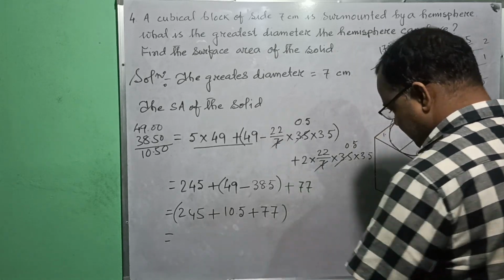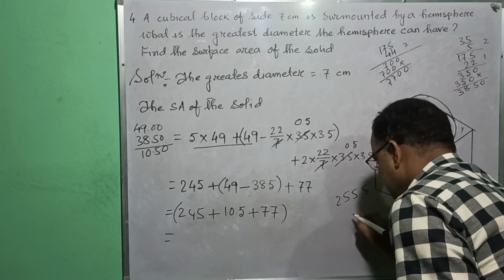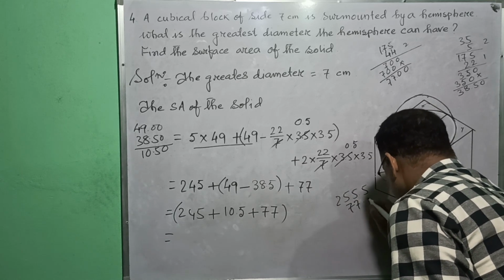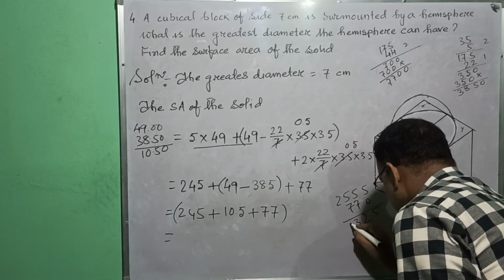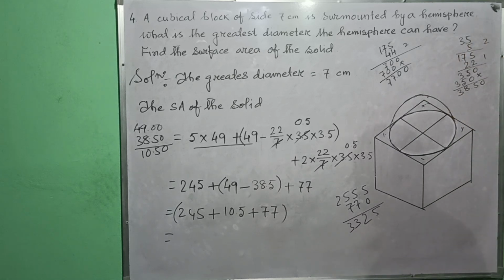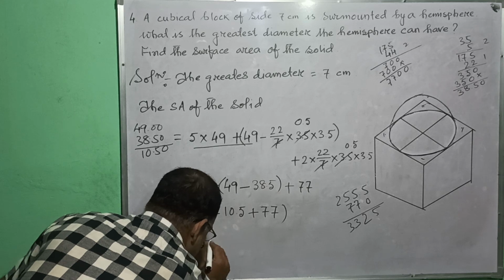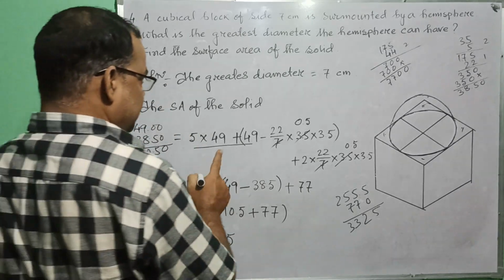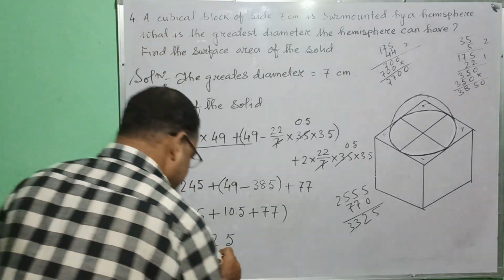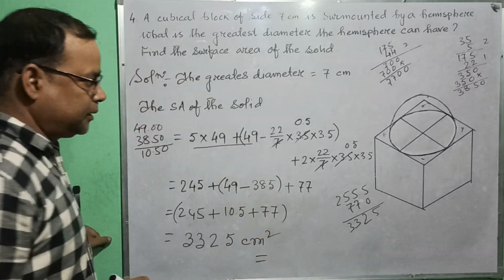If we add it here, 255.5 plus 77. So it is 332.5. The unit will be centimeter square. So this is the answer.